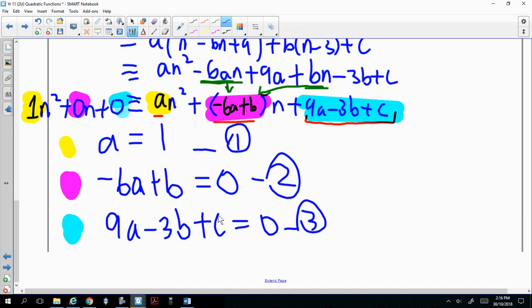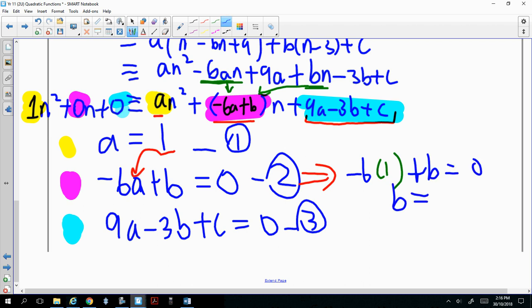So we can substitute 1 in here. So we end up getting negative 6 times a, plus b, right? Equal to 0. So b equal to 6. All right? And then after that, basically this is solved, so I'm going to circle it. So we've got this one, we've got this one, we need to get the c value.